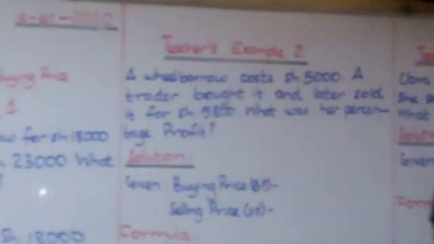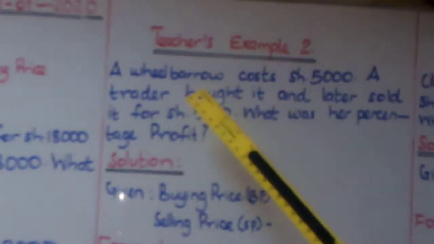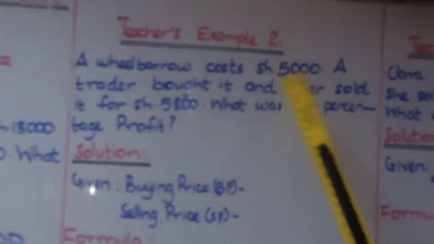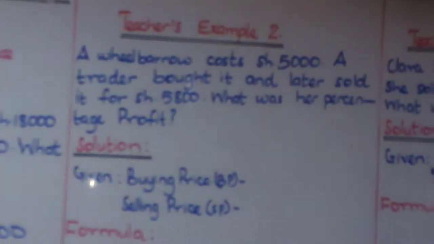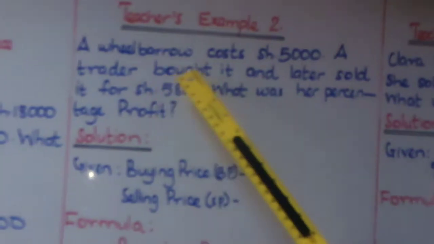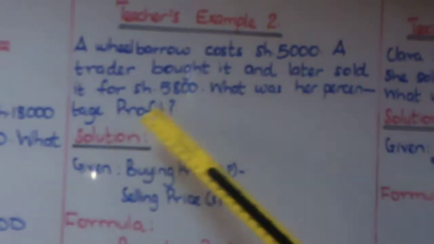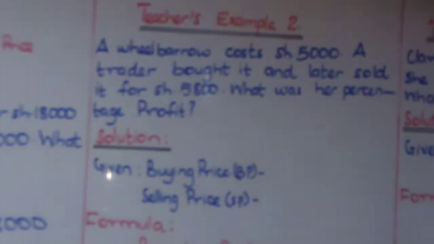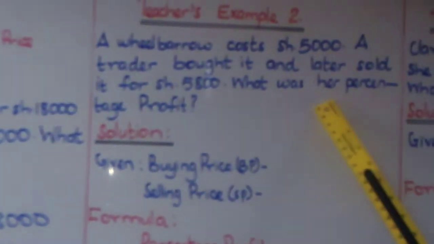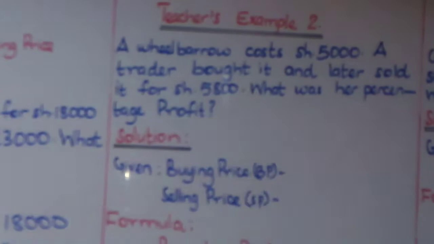Let's go to teacher's example number 2. Now teacher's example number 2 reads this way. Shall we read together, class? A wheelbarrow costs 5,000 shillings. A trader bought it and later sold it for 5,800 shillings. What was her percentage profit?